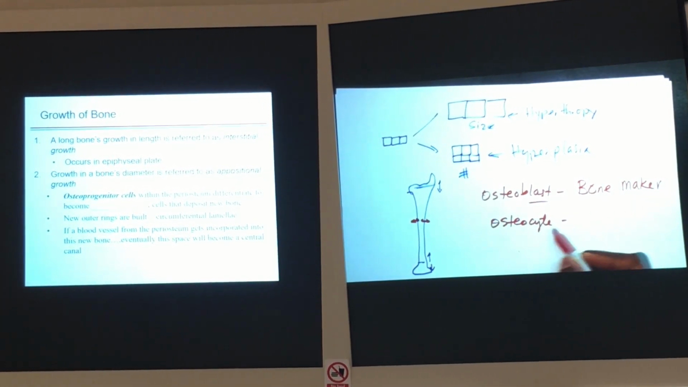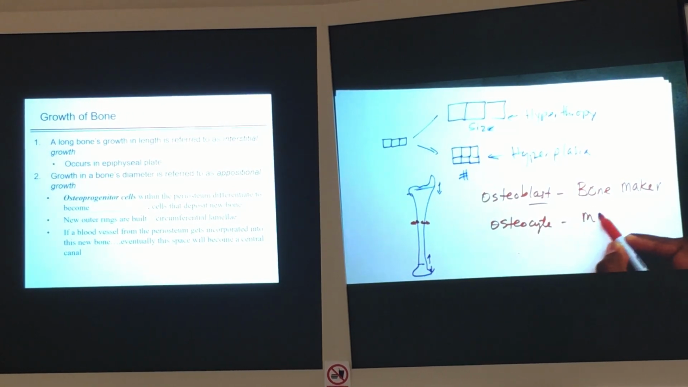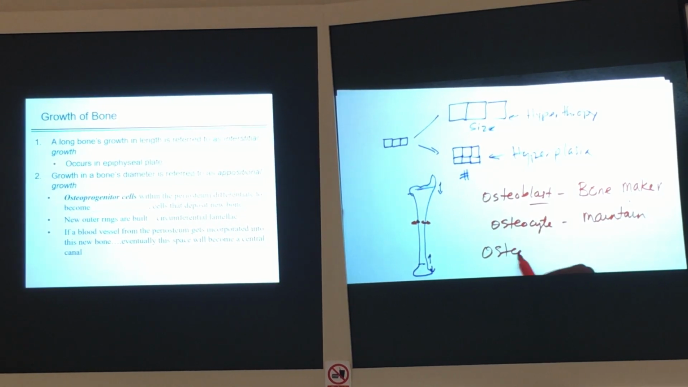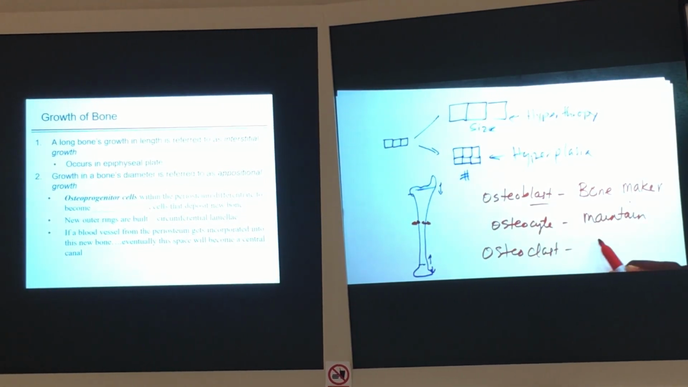And then what is the function of osteocyte? Maintain. Osteoclast. Bone breaker.